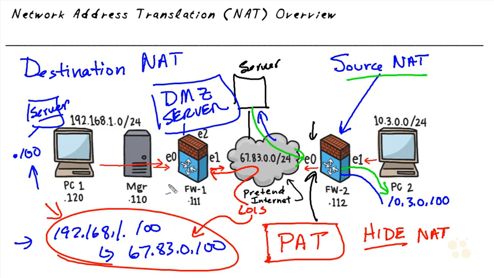And then for that reply back from the server back to Lois, the firewall would swap out the 192.168.1.100 and replace it with the source address of 67.83.0.100 and forward it back to Lois. So Lois and the computer she's using doesn't really know or care about our static mapping. All she knows is that she went out to a resource, she got a response, and she's happy.